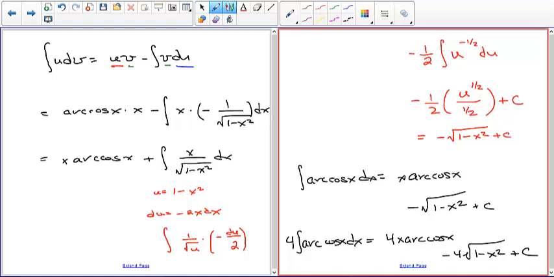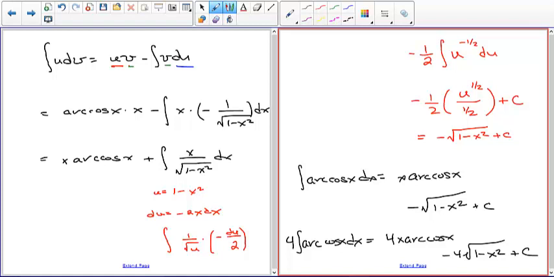Okay, so there it is. Not surprisingly, we end up with negative the square root of 1 minus x squared. The 1/2 that we get from doing the u substitution cancels out with the 1/2 that we get in the denominator from integrating x to the u to the minus 1/2, by adding 1 to the exponent and dividing by the new exponent. And then the original problem was 4, so I multiplied everything by 4.